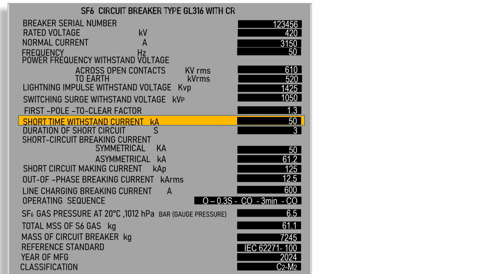Short time withstand current in kiloamps. The rated short time withstand current of an HV circuit breaker is the effective value of the current that the circuit breaker can withstand when it is in the closed position, during the rated short circuit current flowing within the shortest specified time, expressed in kiloamperes.